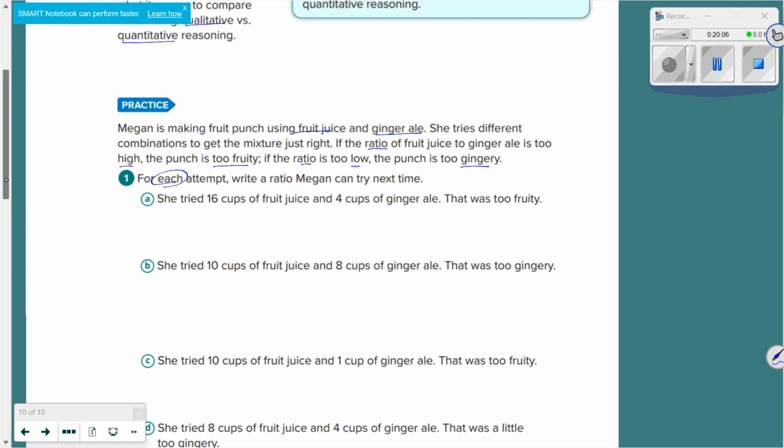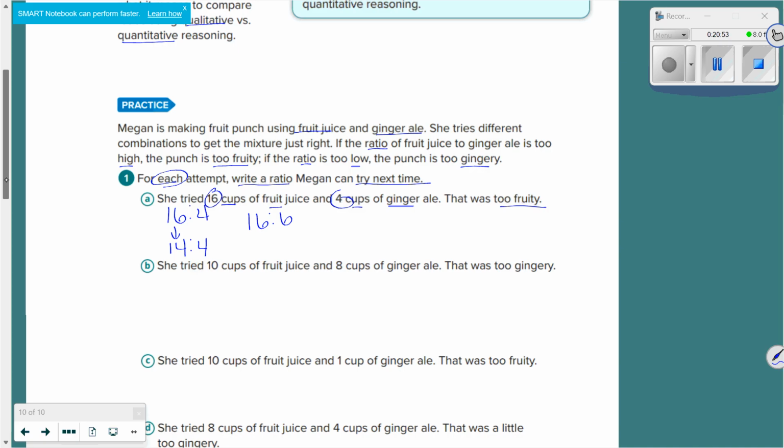For each attempt, write a ratio making it better next time. In other words, they give us a ratio. This is 16 cups of fruit juice and 4 cups of ginger ale. That would be 16 to 4, correct? Yes. This is too fruity. So that tells me I got 2 options. I can write a new ratio with less of the fruit juice to the same ginger ale, or I could change the amount of ginger ale. So, for example, I could go 14 to 4, or I could go 16 to 6. That would also be a correct answer. But you have to change it in some way that you're making it so it is not too fruity.